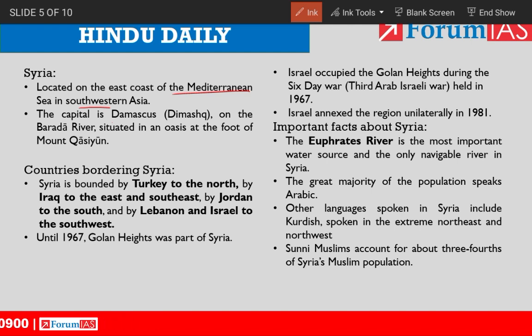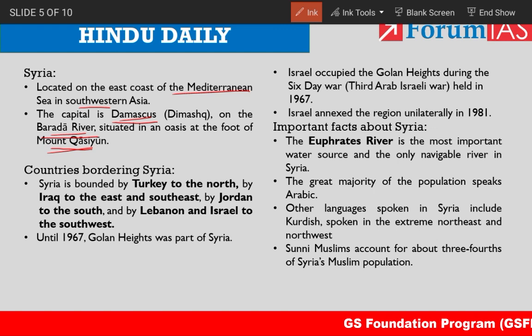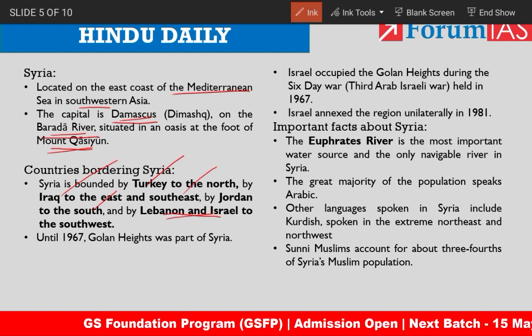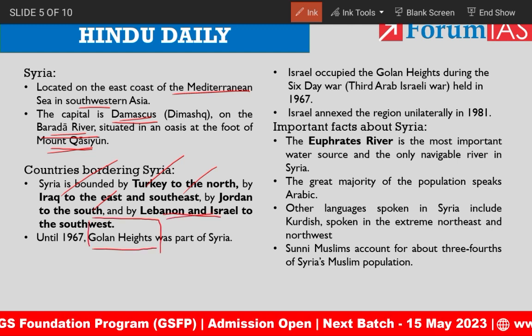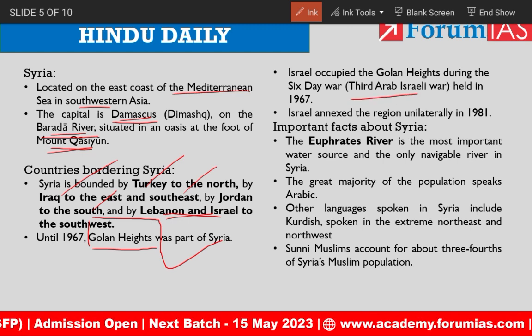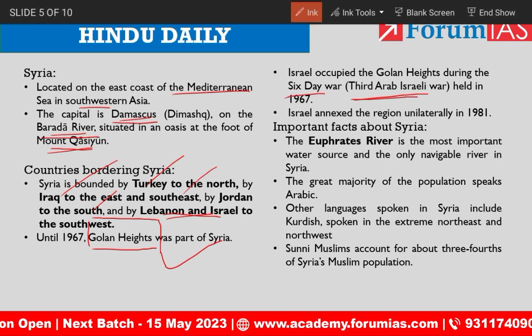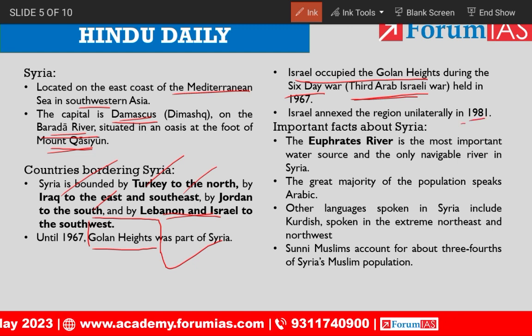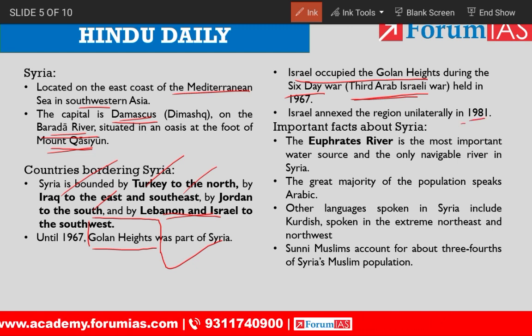And its capital is Damascus, on the Barada River at the foot of Mount Qasim. So what are the countries that are bordering Syria? It has Turkey in the north, Iraq in the east and southeast, Jordan to the south, Lebanon and Israel to the southwest. So remember this place, Golan Heights, because it is very important, because until 1967 it was part of Syria. And then in the third Arab-Israeli war, that is the 6-day war, Israel captured Golan Heights from Syria. And in 1981, Israel annexed the region unilaterally.